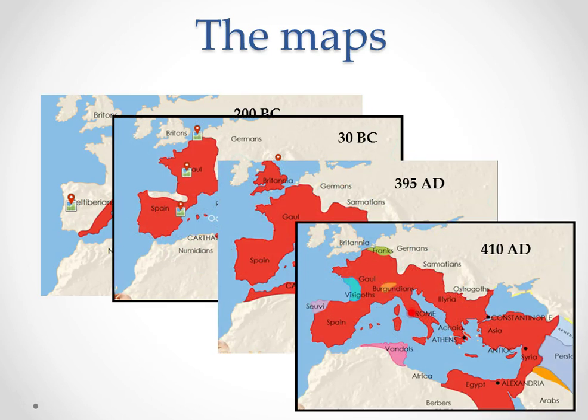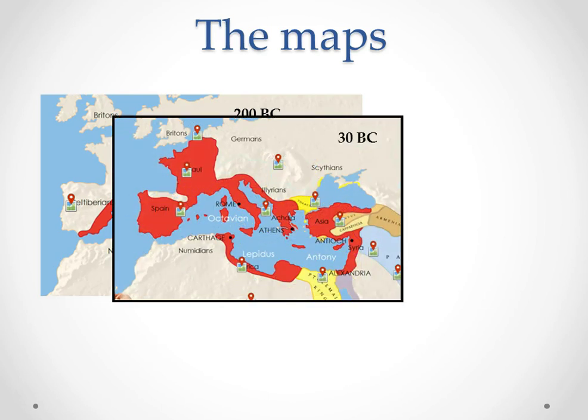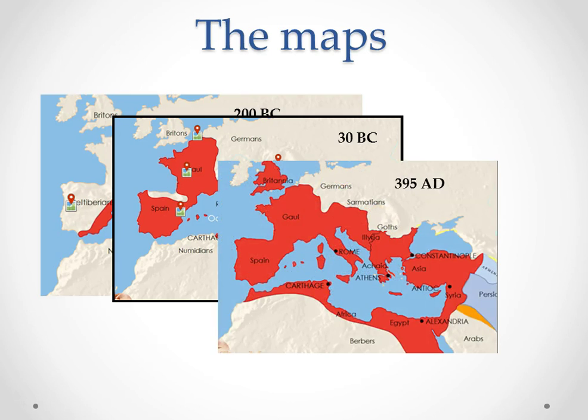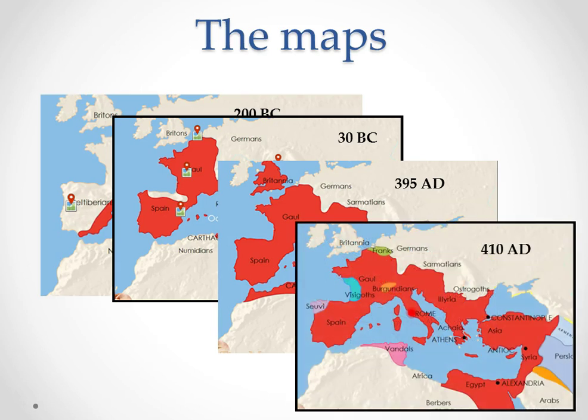Did you see what happened? In 200 BC, the Roman Empire is very small. As we go through the maps, you can see the Roman Empire becoming larger and extending to the east, to the west, to the north, and even to the south. This is in 395 AD, and the last one shows 410 AD.